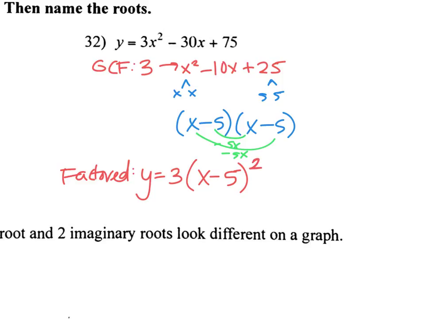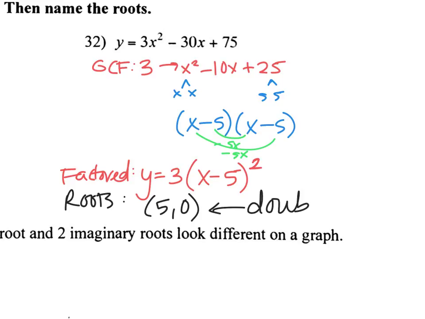And then when we go to name the roots, the 3 doesn't do anything because there's no x there, so it's not part of it. The roots here are going to be 5, 0, and it's really the same thing twice. So I'm just going to label that this is a double root. It's that same root solution 2 times.